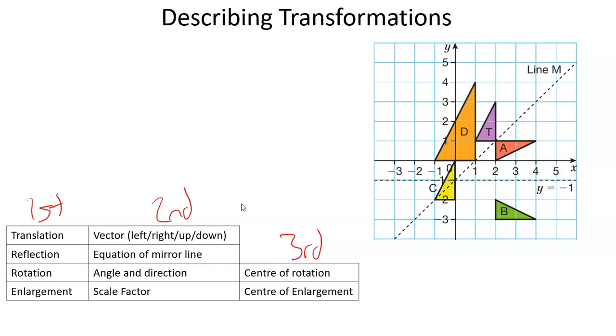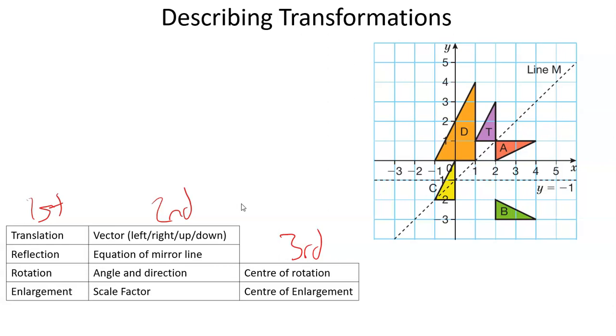A reflection, you have to write the word reflection, so between T and A is a reflection, and you have to give the equation of the mirror line, or in this case you could say line M, I suppose, and here, look, they've got the equation of this mirror line. They've actually been kind and drawn it on for us, y equals -1. Don't expect in a GCSE for them to draw those on and label them. They'll just leave it blank, and you've got to realise that's where the line is and what is the equation.